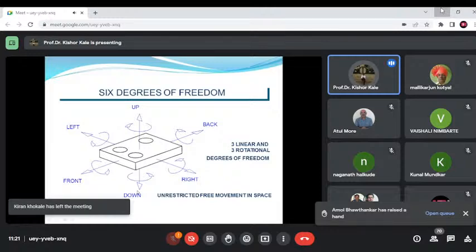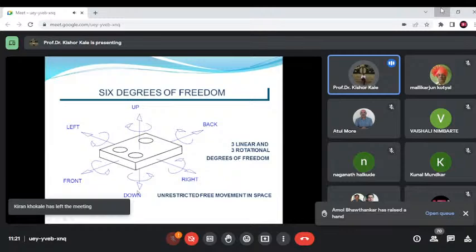If you combine it as single, that means plus or minus x, plus or minus y, plus or minus z, then it becomes 3 linear, and then clockwise along x or anti-clockwise about x axis, clockwise about y, anti-clockwise about y, clockwise about z, anti-clockwise about z. That becomes 3 and 3. So then we say 6 degrees of freedom. If we say plus or minus separately, then it becomes 12 degrees of freedom.